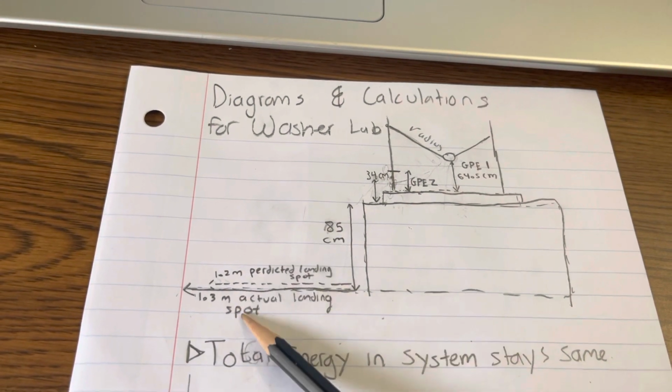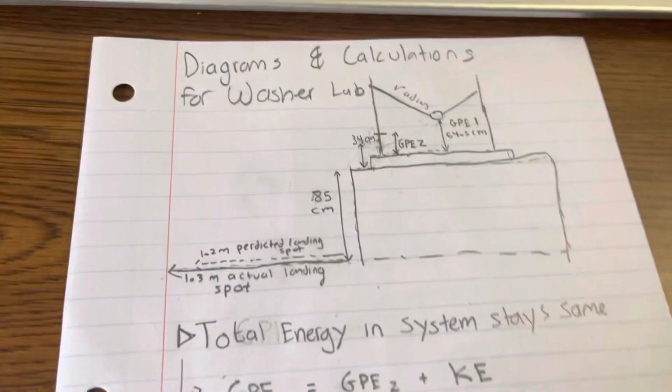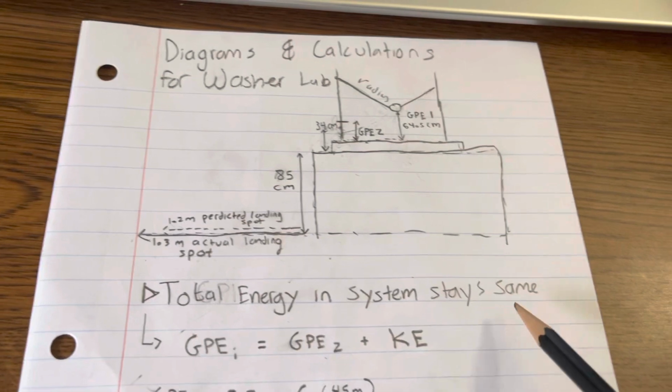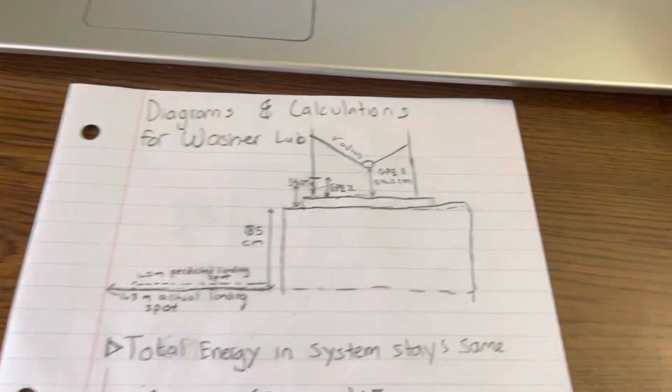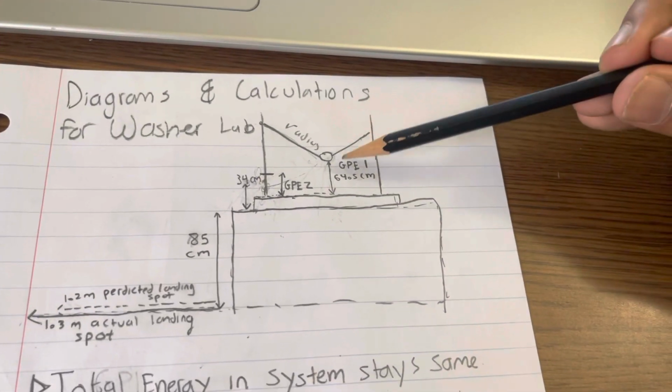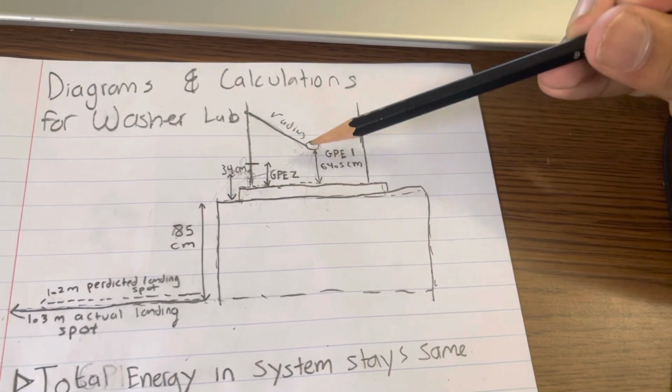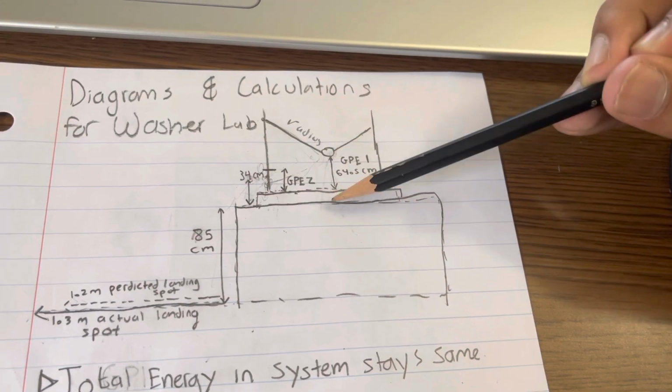So let me explain how I got my predictions first. The basic concept we used was that the total energy in any given system stays the same: the law of conservation of energy. So in the system right now, the only energy this washer has is gravitational potential energy from here to here. That is the only energy it has.